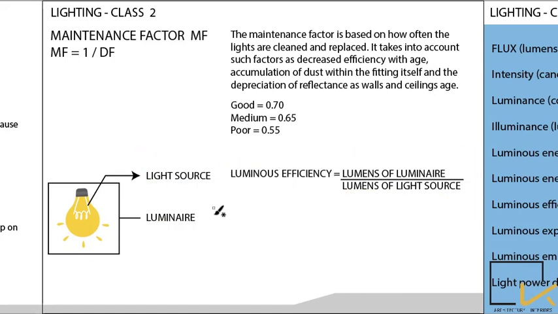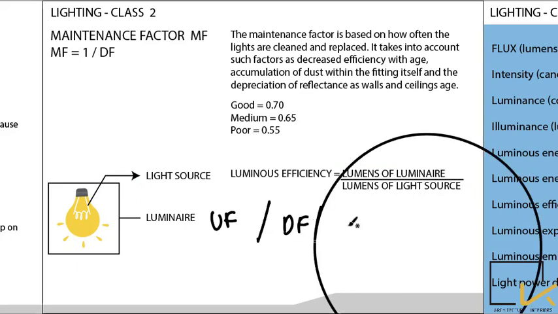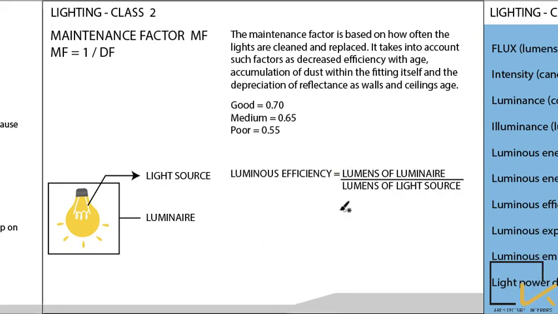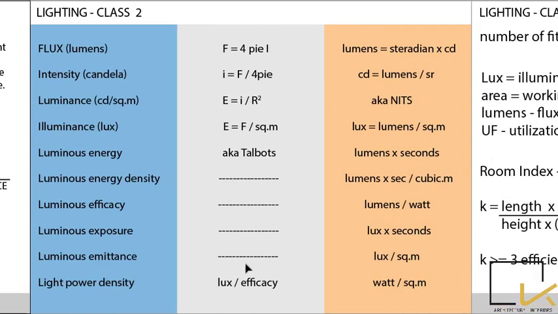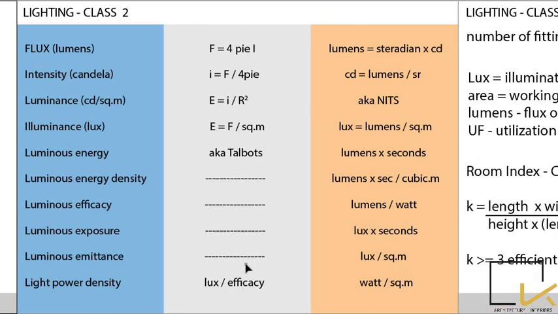Up till this point we saw utilization factor, then we saw depreciation factor, and then we saw maintenance factor: UF, DF, MF, and then we saw luminous efficiency. Next, we have various terms which are associated with light. So let's see them one by one.